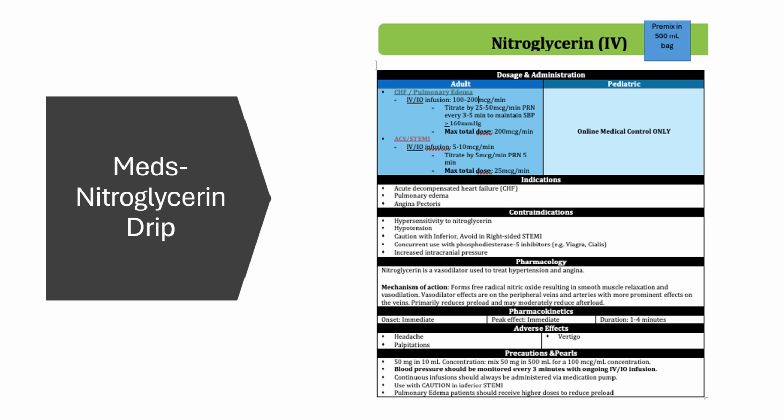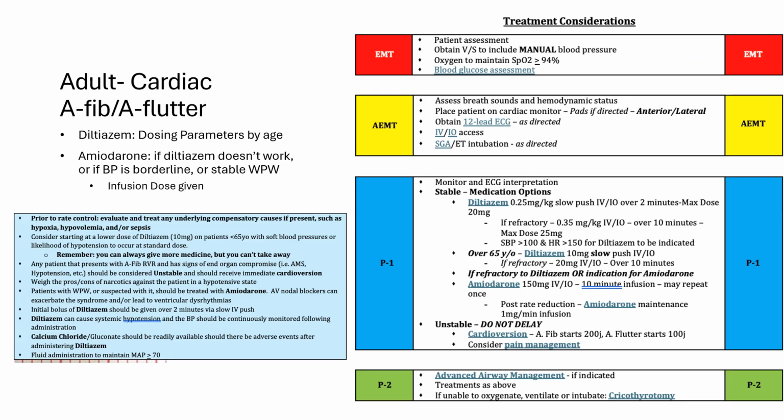All right, next slide, please. A flutter. Not much has changed. I did fix the formatting here, just so you know. No, the formatting's fine. This one's the other one I think. Stable. Diltiazem, I gave you 0.25 mg per kg. Slow push. Max dose 20. If refractory, max dose 25. And you have your parameters there. Systolic blood pressure greater than 100, heart rate greater than 150 for it to be indicated.